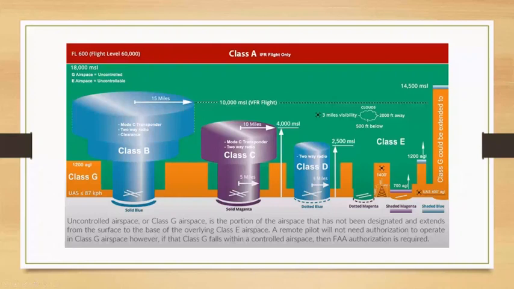So again, uncontrolled airspace, or Class G airspace, is the portion of airspace that has not been designated and extends from the surface to the base of an overlying Class E airspace. A remote pilot is not going to need authorization to operate in Class G airspace. However, if that Class G falls within controlled airspace, then FAA authorization is actually required.